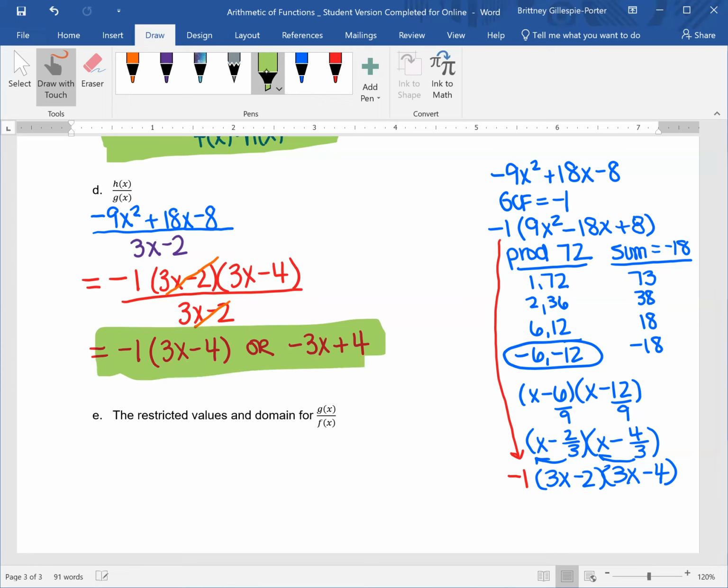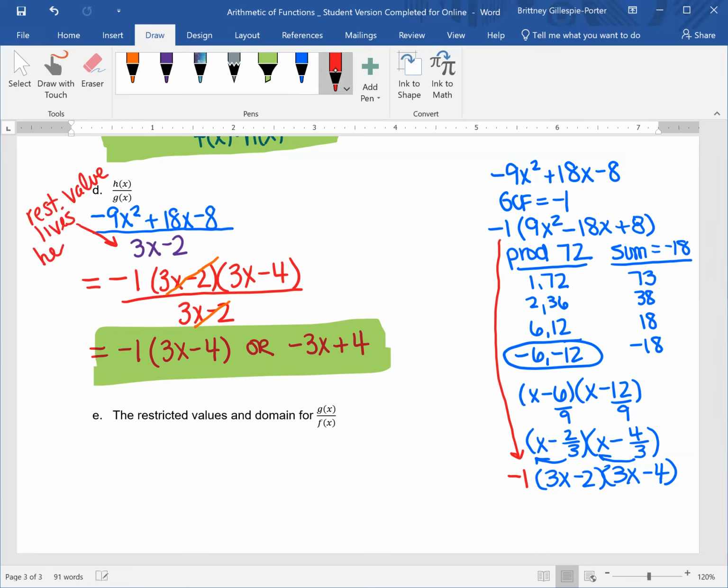They did not ask us to find the domain, so we don't need to. But note that even though we wind up with a polynomial, we did have a restricted value that showed up as soon as we had the denominator. So the restricted value lives or hides here in the denominator.